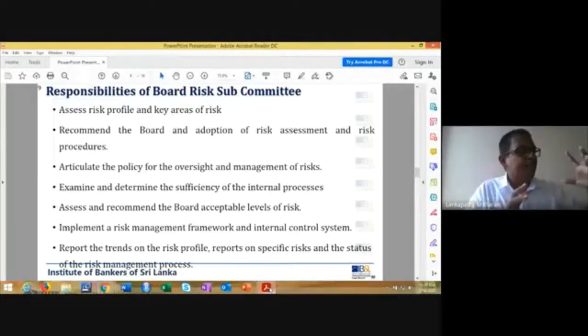First, the board of directors. Under the board of directors there's a board risk subcommittee, and the board risk subcommittee has the responsibility of assessing the risk profile and then risk assessment, adoption of the risk management process, and recommending and articulating the policy, and examining and determining the sufficiency of the internal process, and assessing and recommending the acceptable level of risk and implementing the risk framework. These are the responsibilities the board risk subcommittees have. Do you have any questions?